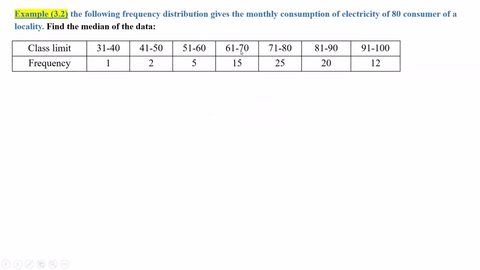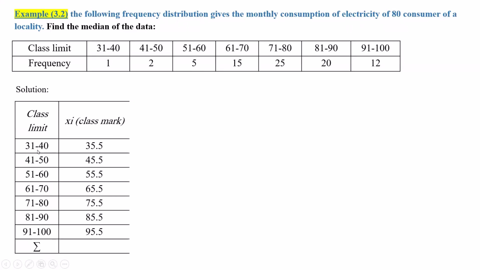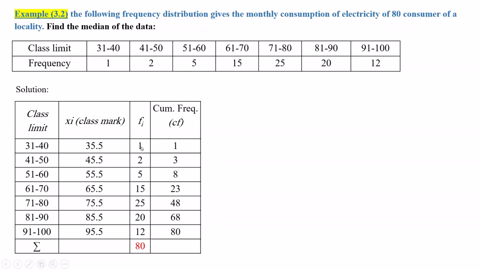Let's solve an example. We have this example. First, we have to create a table, class limit. Then we have to find class mark. Class mark is 31 plus 40 divided by 2, which is 35.5. 41 plus 50 divided by 2 equals 45.5, and so on. Then frequency. Summation of frequency is 80. Now we have to find cumulative frequency. Cumulative frequency: 1, 1 plus 2, 3, 3 plus 5, 8, and so on.